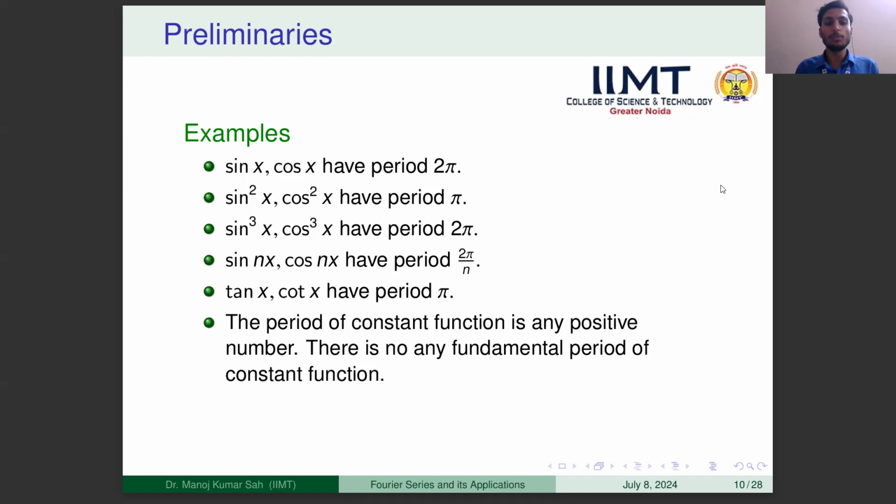Moreover, there is no fundamental period of the constant function. How? Because you are not able to find the smallest number for which f of x plus p equals c. Some student will say 0.1 is the smallest number. Then f of x plus 0.1 will give you the constant. But after some time, another student will say, I have a number lesser than 0.1.